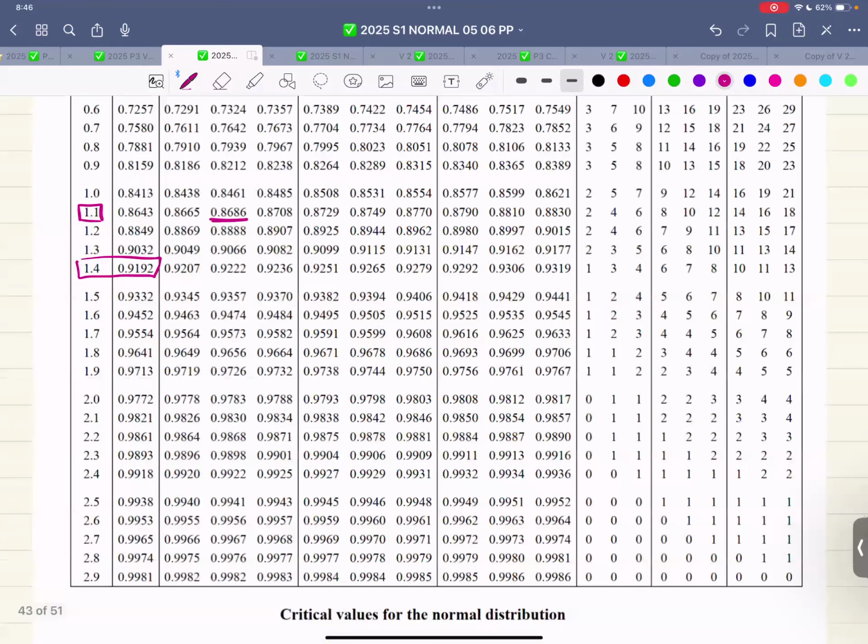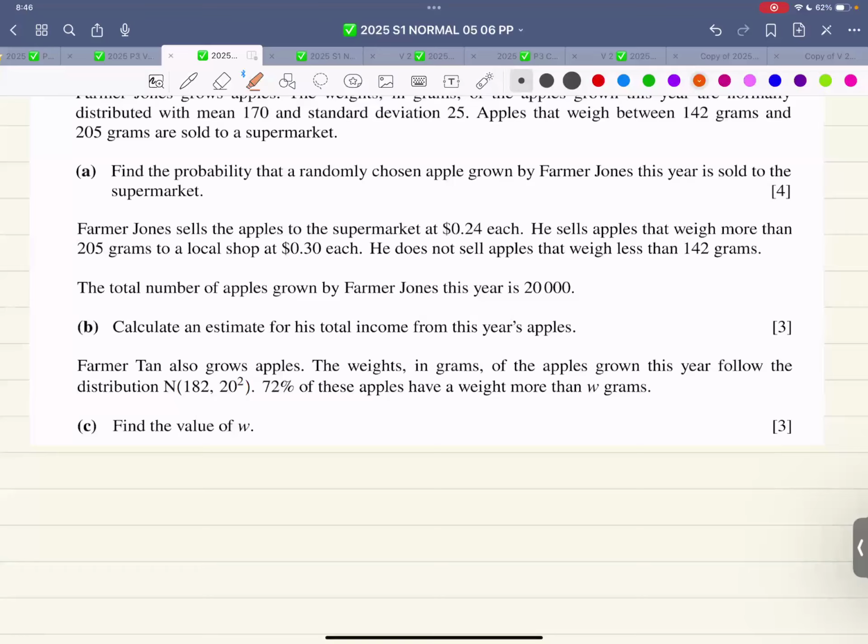It's already pasted over here. Farmer Jones sells the apples to the supermarket at $0.24 each. He sells apples that weigh more than 205 grams to a local shop at $0.30 each. He does not sell apples that weigh less than 142 grams. The total number of apples sold by this farmer is 20,000. Calculate an estimate for his total income.